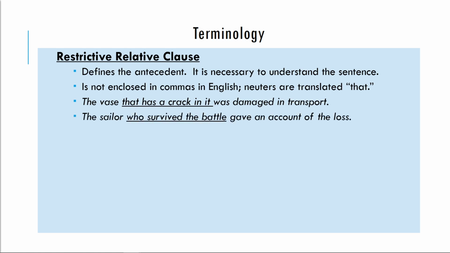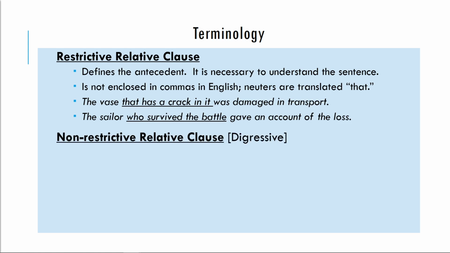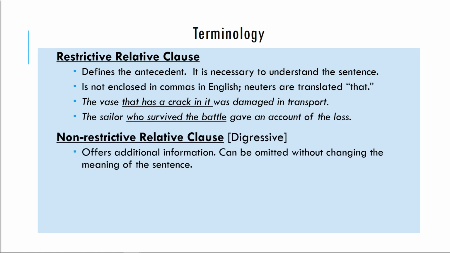The sailor who survived the battle gave an account of the loss. So it's defining which sailor. It's not just incidental information. Non-restrictive relative clauses are digressive. These are just adding extra information to liven up the sentence. They can be omitted without changing the meaning of the sentence. These are the ones that in English you enclose in commas, and for neuters you translate "which."